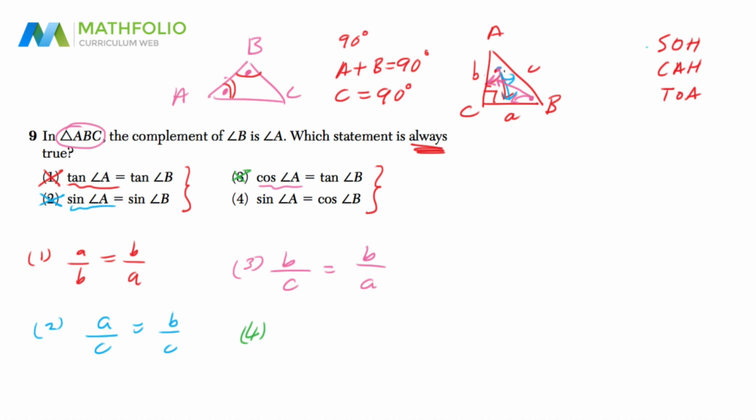So say sine of A. Well, A is here, and the sine of A is the opposite over the hypotenuse, so that's A over C. Does it equal cos B? That's what we're checking. Cos of B is the adjacent over the hypotenuse, so that's A over C. So hopefully now you can see both of these fractions are identical. So this is what's always true, and so number 4 is our answer for question number 9.